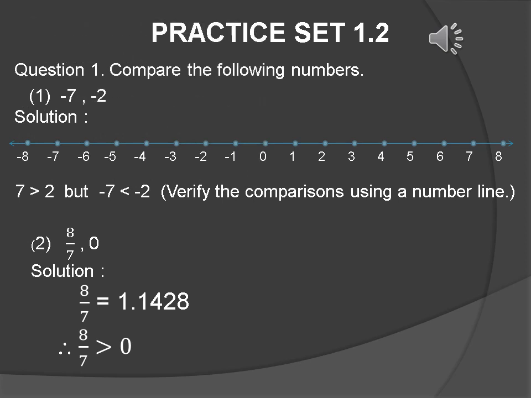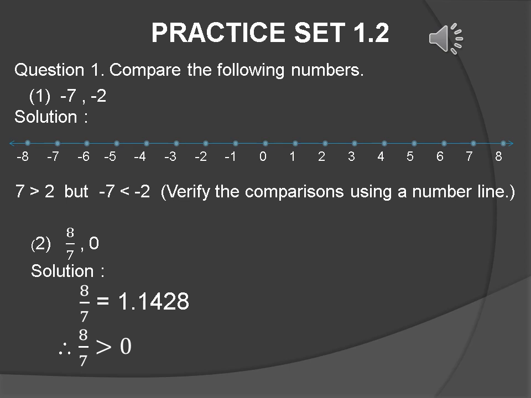Let us solve practice set 1.2. Question number 1. Compare the following numbers. First, compare the numbers minus 7 and minus 2. 7 is greater than 2, but minus 7 is less than minus 2. Verify the comparisons using a number line given on your screen.